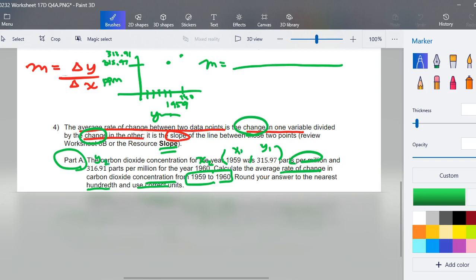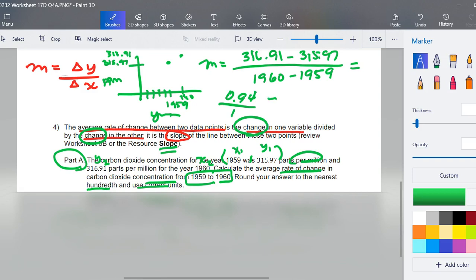And here we go. I'll have 316.91 minus 315.97. And then the year 1960, subtract the year 1959. When I do, I can subtract and divide, and let me go ahead and do that. So for my numerator, I am getting 316.91 minus 315.97 equals, I'm getting 94 hundredths in the numerator over 1.